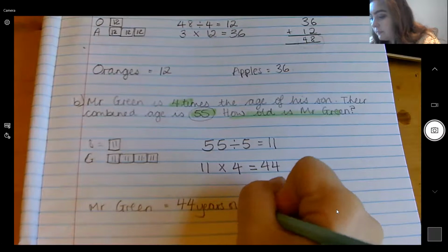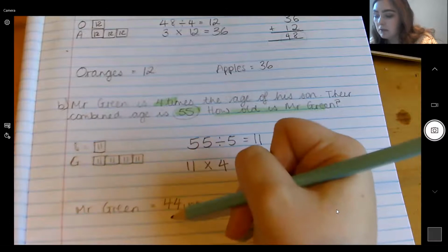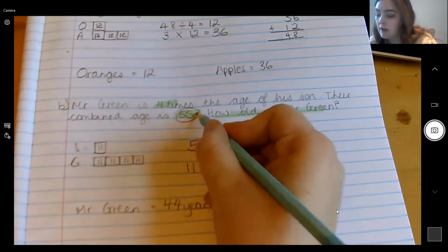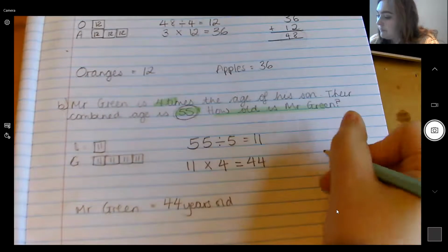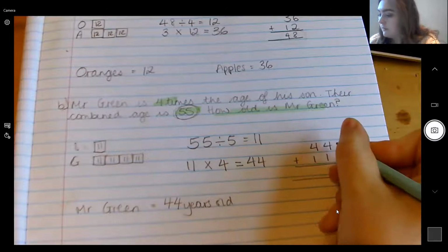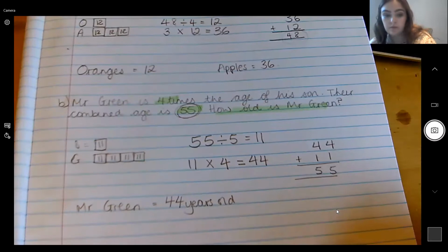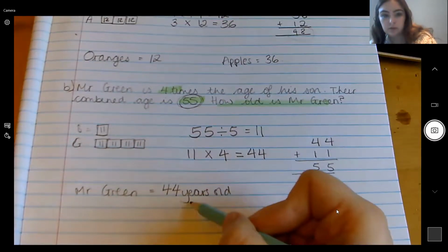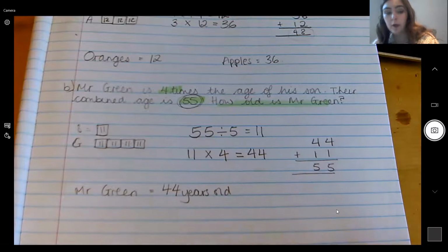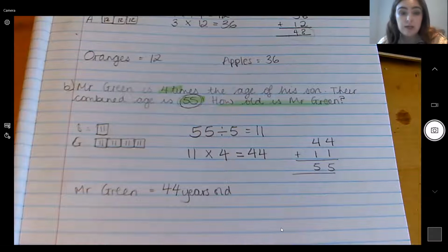Now we can check this by adding together the son's age and Mr. Green's age to check to see if their combined age is 55. So if we do 44 add 11, 4 add 1 is 5, 40 add 10 is 50, and the answer is 55. So Mr. Green is 44 years old. I hope that's helped you, Gandhi class, and I hope that you'll be able to answer part C from those questions. If you do, fantastic, please upload it to Tapestry.